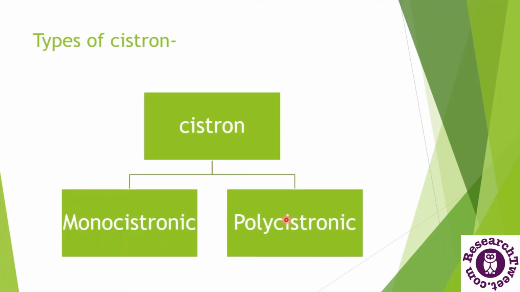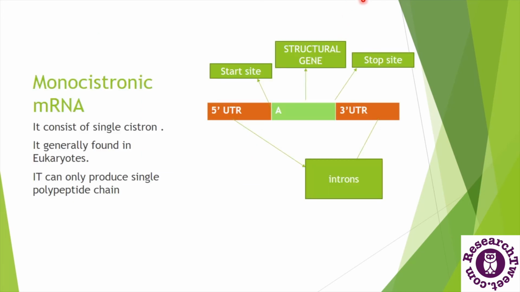Now, on the basis of cistrons, mRNA is of two types, which are monocistronic mRNA and polycistronic mRNA. In this video, we will discuss monocistronic mRNA in detail. Now, as you can see in the picture, there is a transcriptional unit having promoter and terminator regions, which are indicated as the start site and stop site. And in between these promoter and terminator regions, only one structural gene is present in this transcriptional unit.